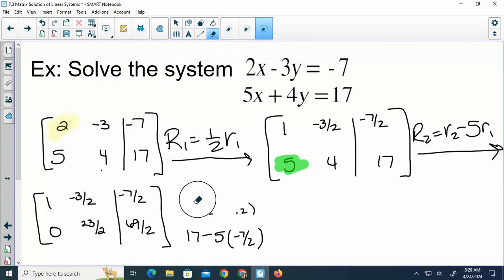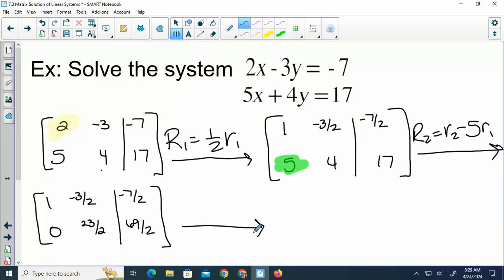So next thing we need is for this number to be a 1. So all you do is multiply by the reciprocal. So row 2 equals 2 over 23 times row 2. So same sign, you just flip the fraction.